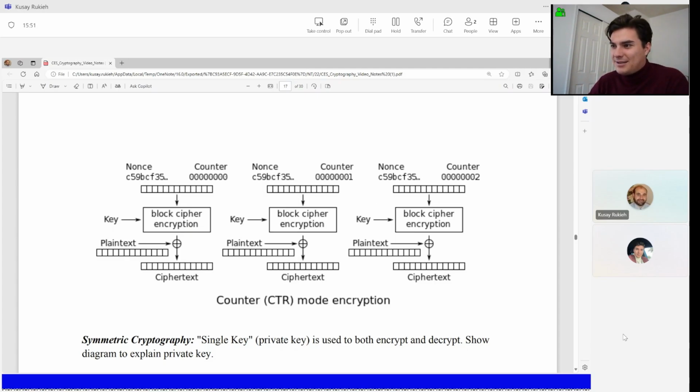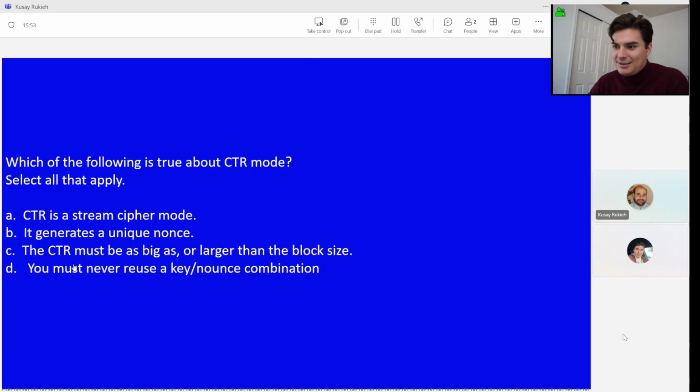Ah, I see. That makes sense. So the nonce is not unique by itself because it repeats itself, but a nonce counter combination is going to make it better. It's going to make it change per packet. So what's the exact answer on this one then? A and D. Remember, as you said, CTR is a stream cipher, so we cannot use larger than a block size. That doesn't make sense. A stream cipher is not a block. Excellent. It has nothing to do with it. It's a block of 1 bit.